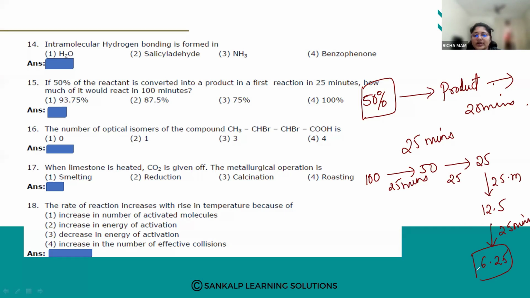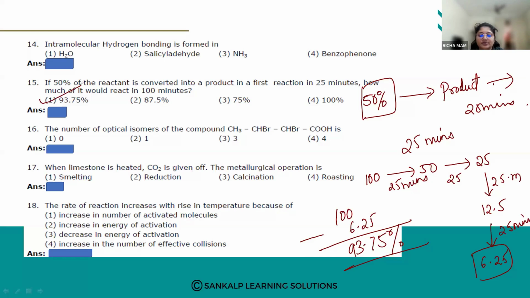6.25% of reactant would remain after 100 minutes, right? Now here, 6.25, so 100 minus 6.25, how much are you going to get? 100 minus 6.25 is 93.75. How much would it react in 100 minutes? It is 93.75%. So that is the first one.